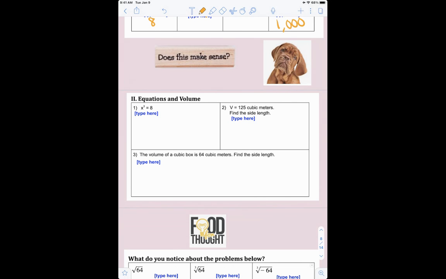x cubed equals 8. So we're going to take the cube root of x cubed, which looks like that. And whatever we do to one side of our equation, we have to do the same thing to the other side. So the cubes cancel, and we're left with x equals 2. So the cube root of 8 is equal to 2.